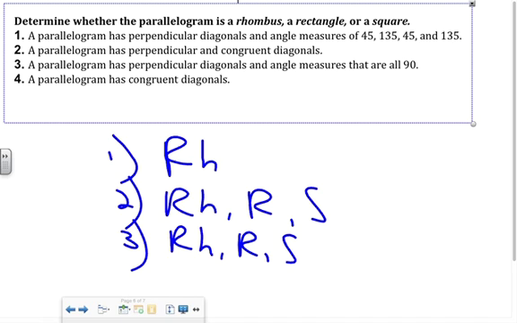If a parallelogram has congruent diagonals, what am I guaranteed that it'll be? A rectangle. Rhombus does not have congruent diagonals. Is it a rhombus? No. A square has to be both. Good question.